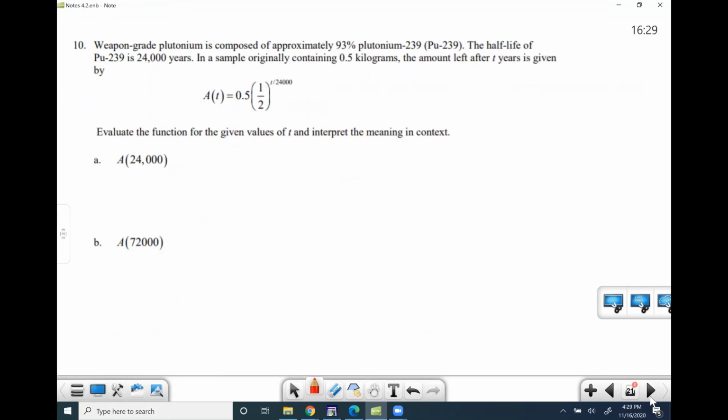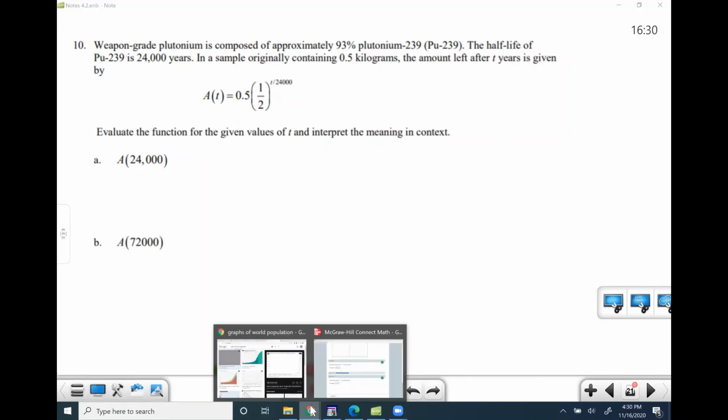So this is what I was talking about with the radioactive decay. We have a lot of radioactive elements, right? And this one says weapon grade plutonium is composed of approximately 93% plutonium-239. So there's your radioactive element right there. The half-life of plutonium-239 is 24,000 years. Now, these half-lives are documented. If you Google half-lives for radioactive elements, it'll tell you the half-lives for them.